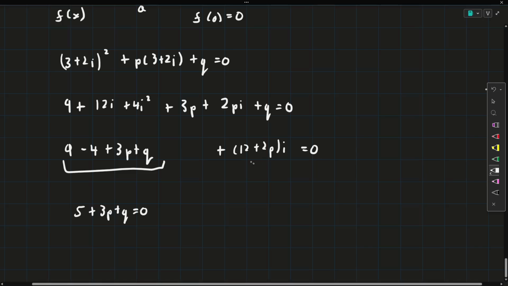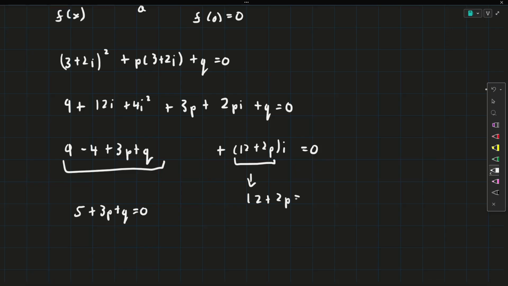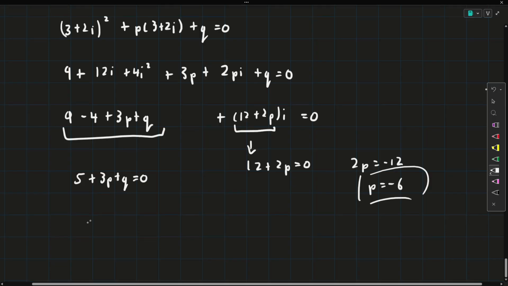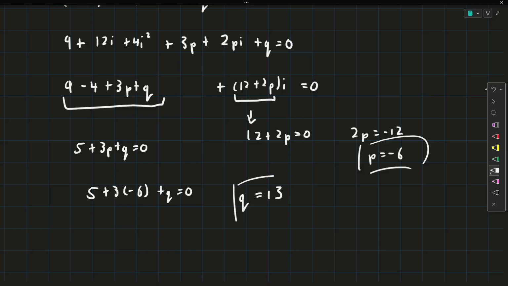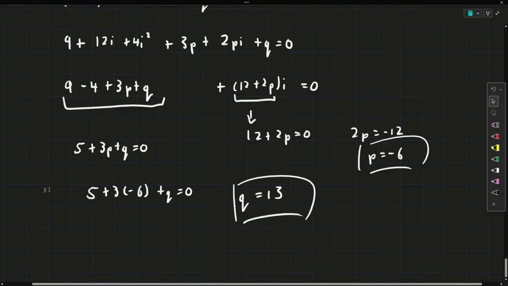Can't really do much with that. But we can also say that 12 plus 2p will be equal to 0. So we can bring the 12 to the other side. 2p will be equal to minus 12, which means that p is equal to minus 6. Then we can sub that into here. So 5 plus 3 times minus 6 plus q will be equal to 0. So 5 minus 18, that'll be minus 13. Bring it to the other side, so we'll get q is equal to 13. So that's our values of p and q.